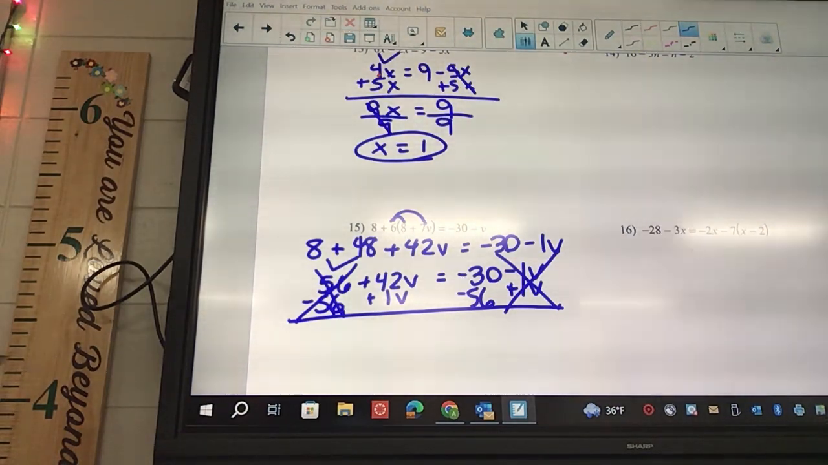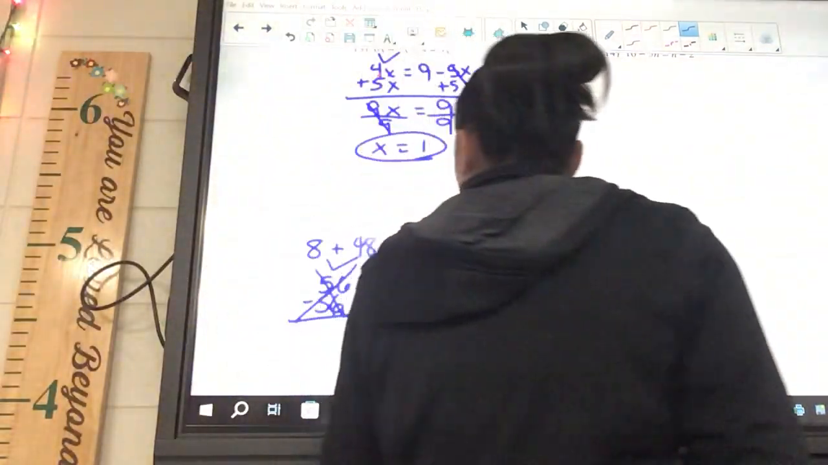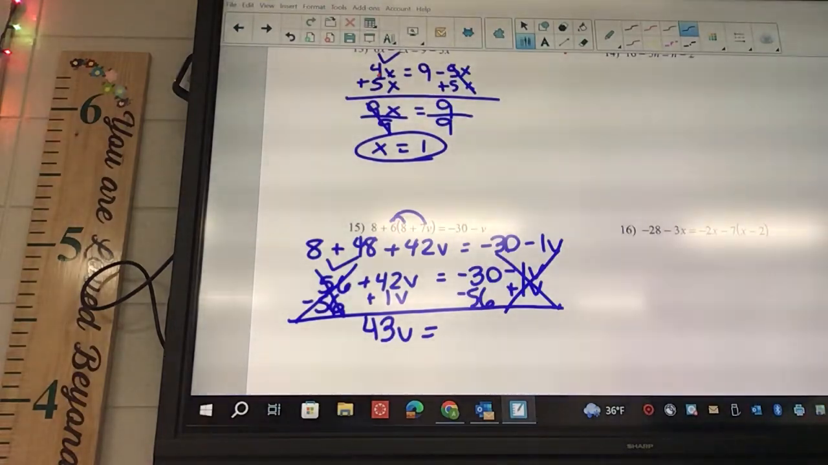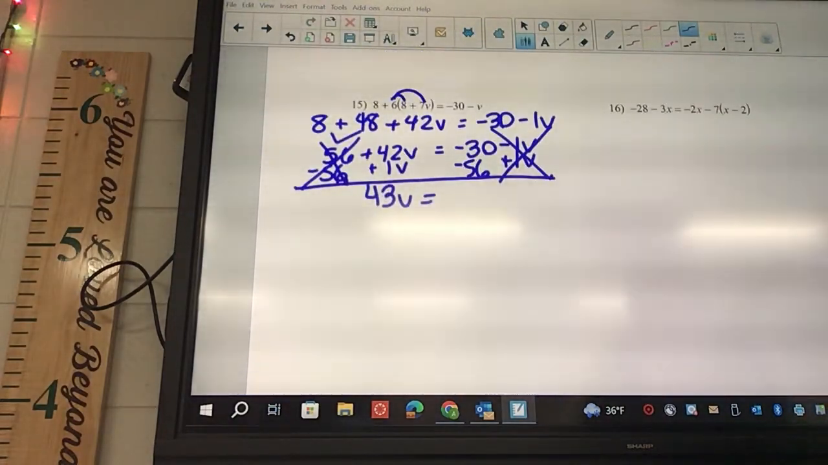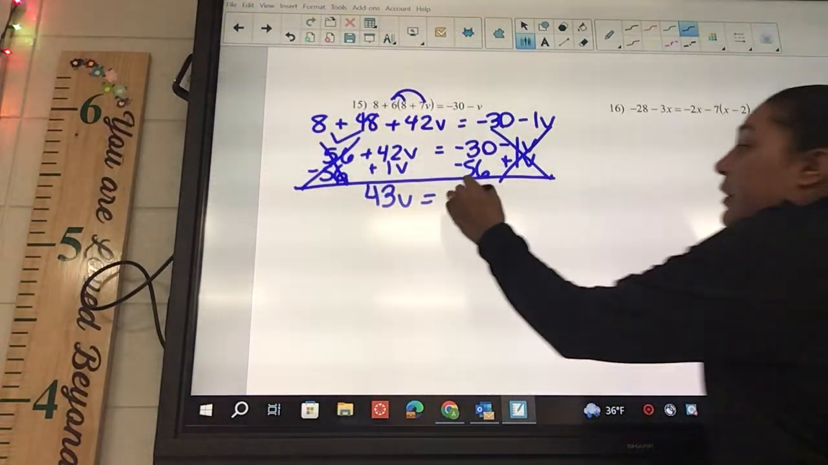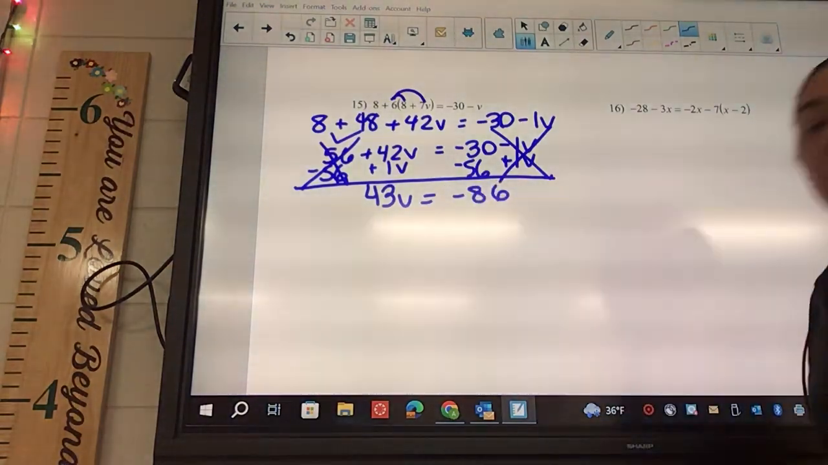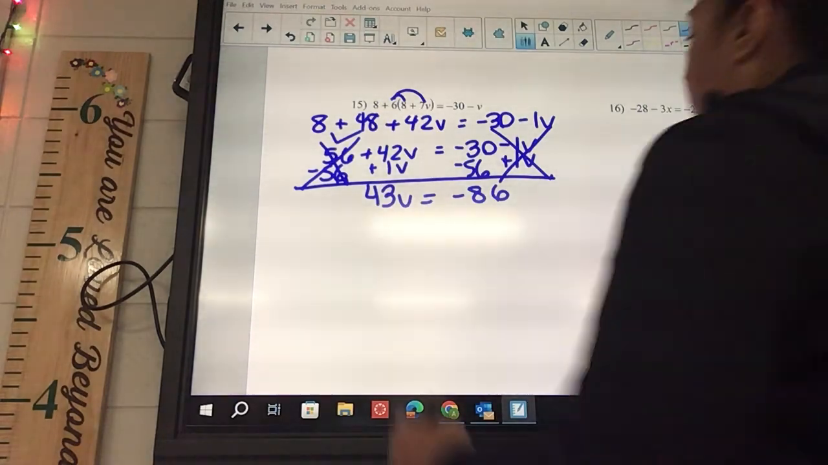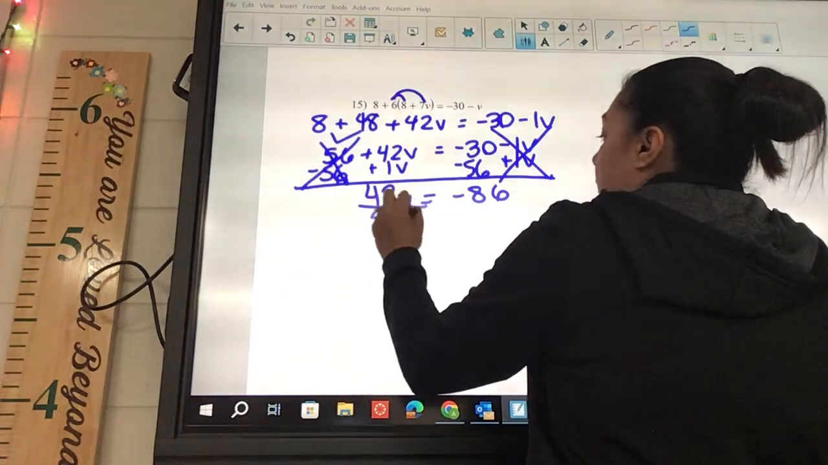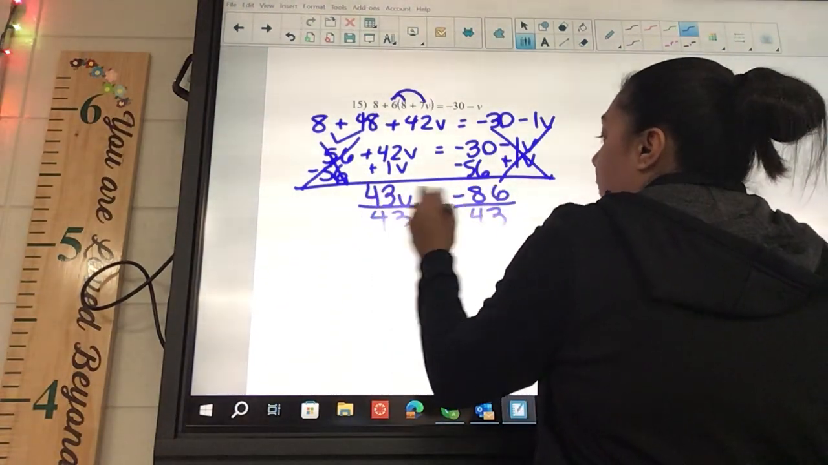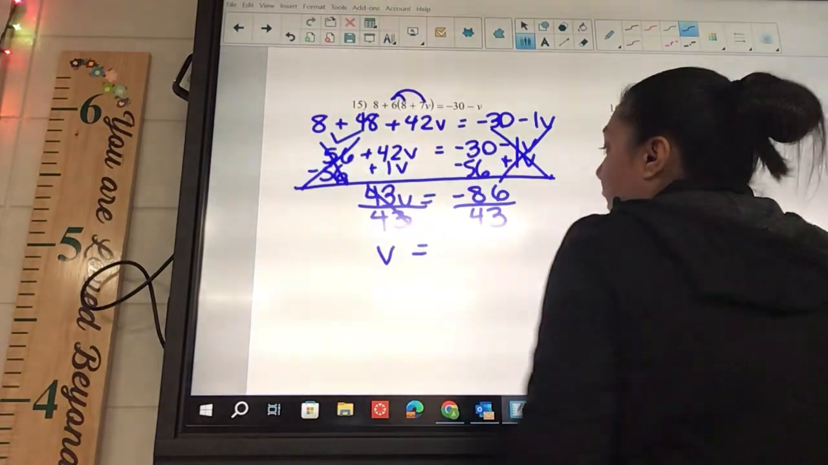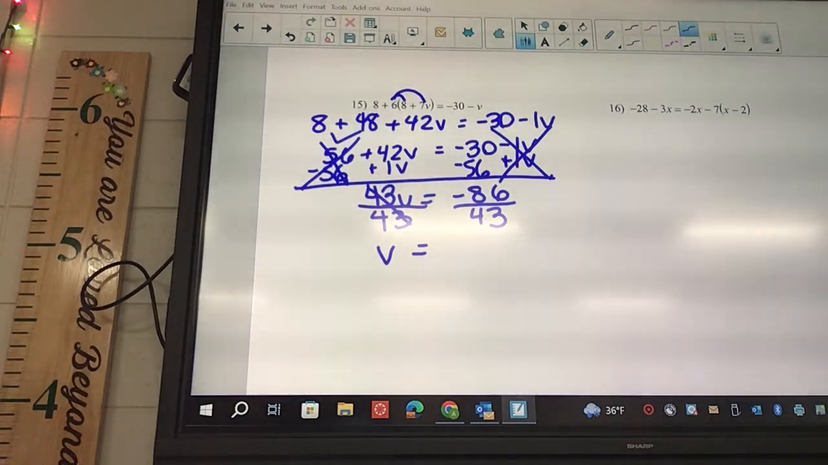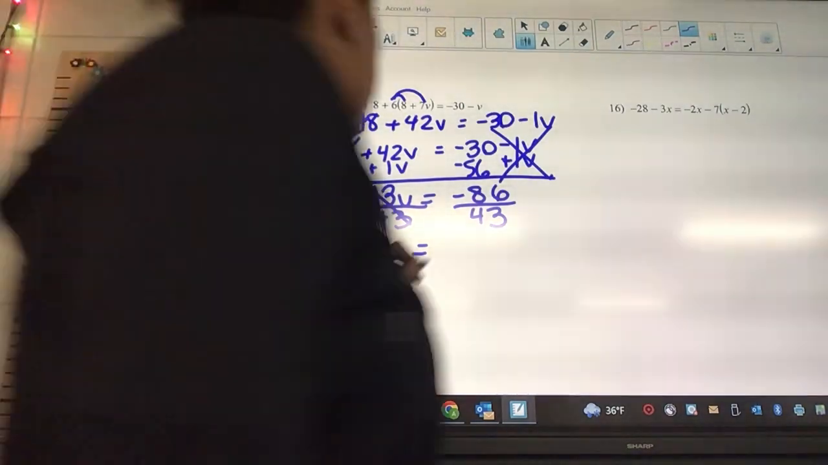Okay, 42 plus 1 is gonna be 43B. Negative 30 minus 56. Negative 86. Okay, and then what needs to happen? You mean 43? I know what you meant. You just got them backwards. Okay, negative 86 divided by 43. Negative 2.